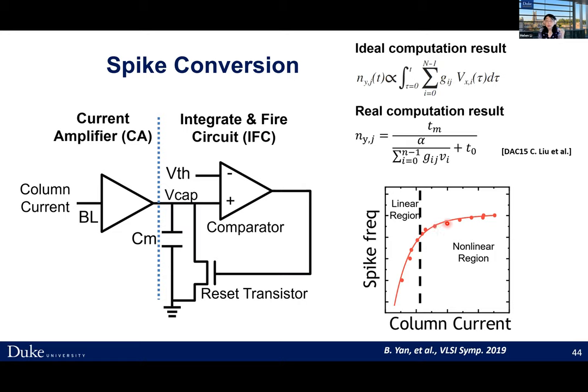However, when the charging and discharging become really fast, the delay of the comparator and the reset transistor will limit the spike generation speed. Therefore, our measurements show a plateau, or saturated spike frequency, and that leads to the non-linearity. In our designs, we tend to leverage the linear region and also the non-linear region for inference and training.